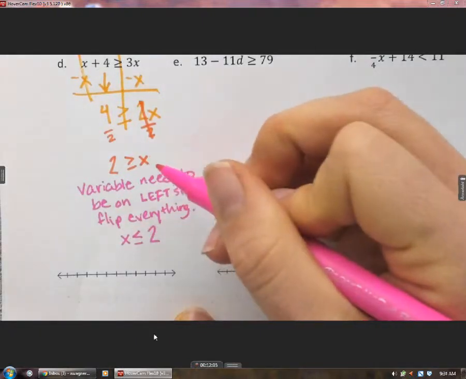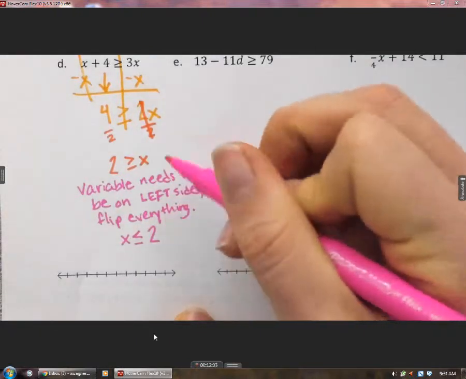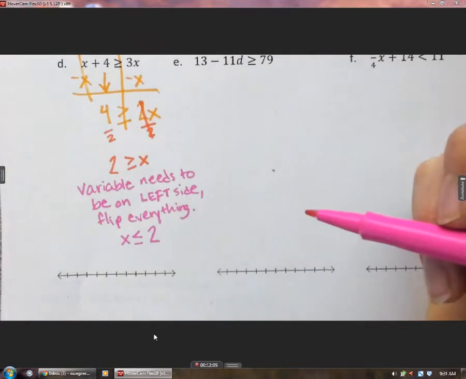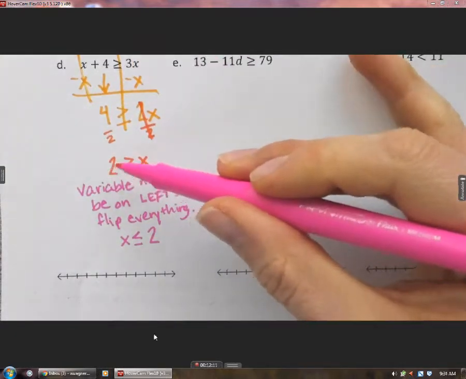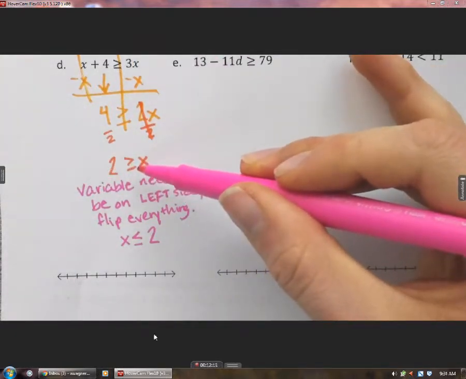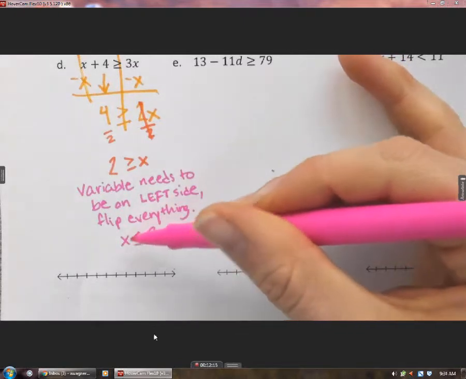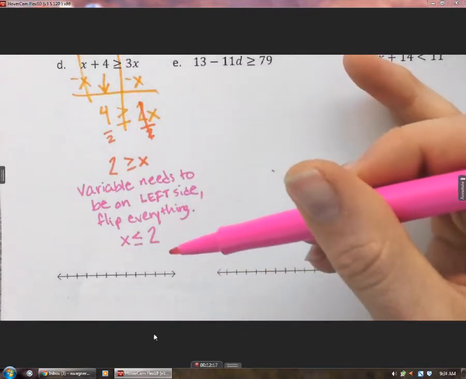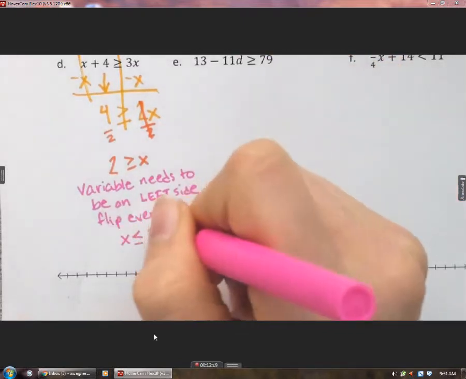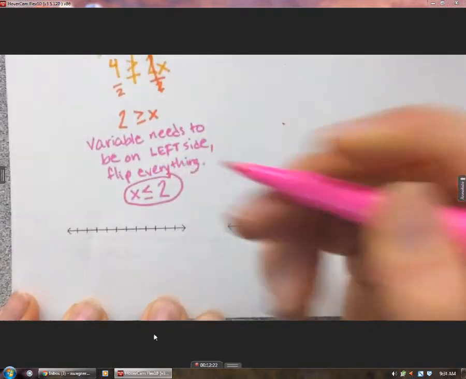These two things are equal. They mean the same thing. You're just reading them differently. This one I would read as 2 is greater than or equal to x. This one I'm saying x is less than or equal to 2. They mean the same thing. They're just written differently. This way guarantees you won't make any mistakes.